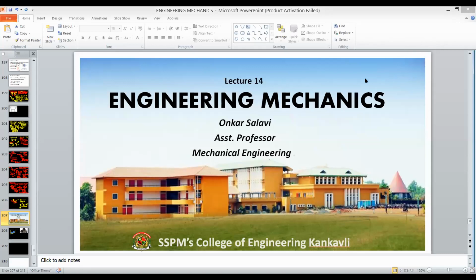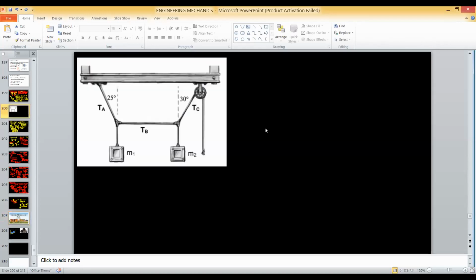So, this is lecture number 14 of the engineering mechanics. During the last lecture, we have seen the examples on the equilibrium of the weights hanging from the ropes. So, for such problems, we can solve by using conditions of equilibrium, that is summation Fx = 0 and summation Fy = 0, or we can apply the Lamé's theorem for a concurrent force system having the three forces.